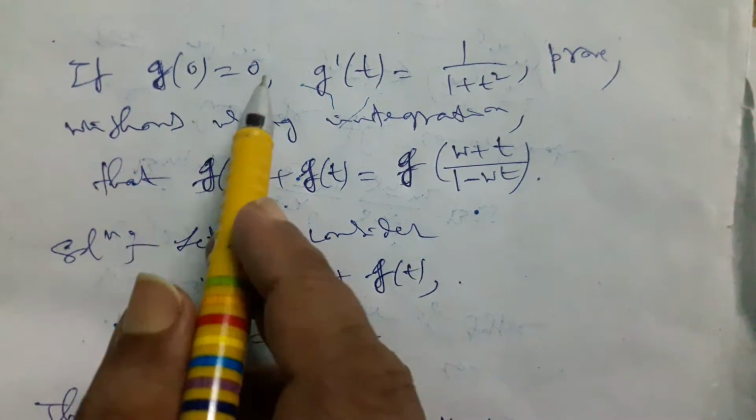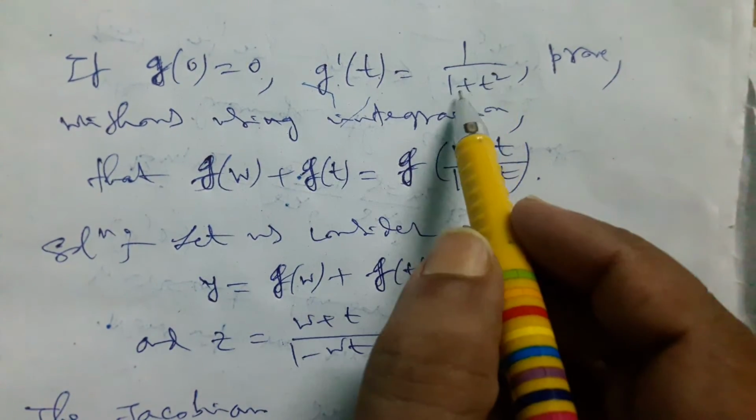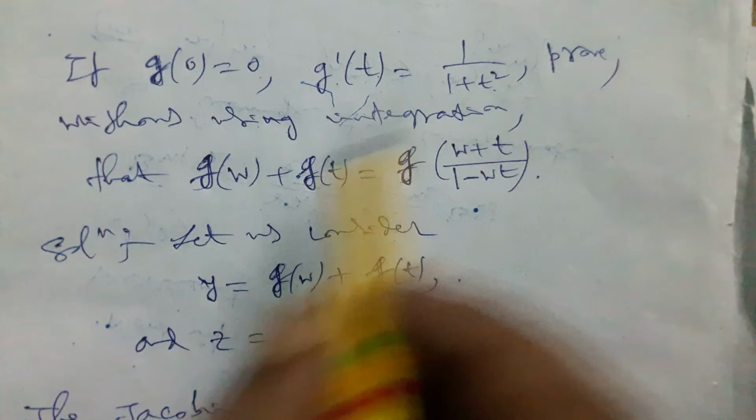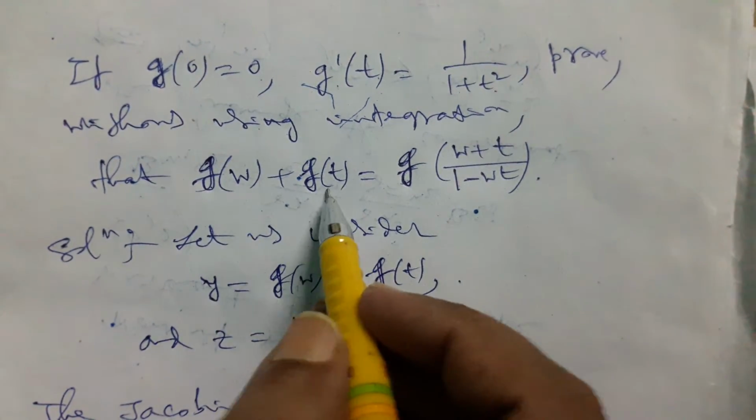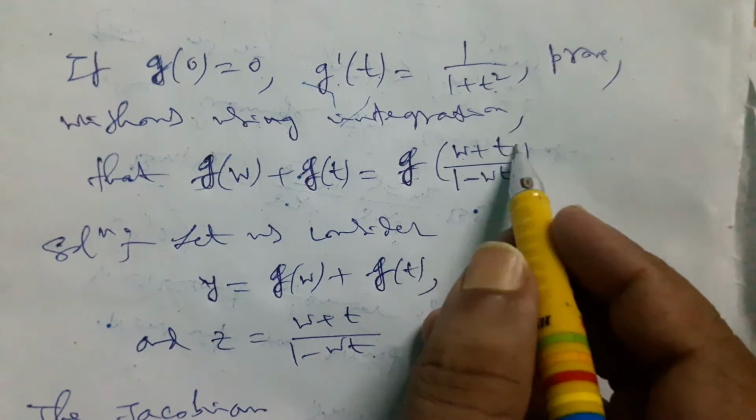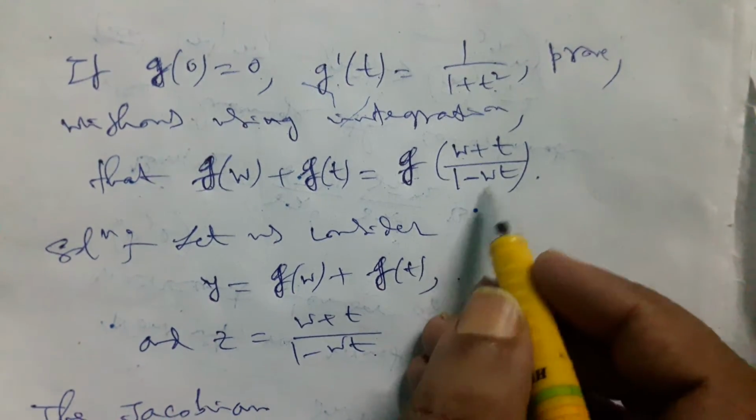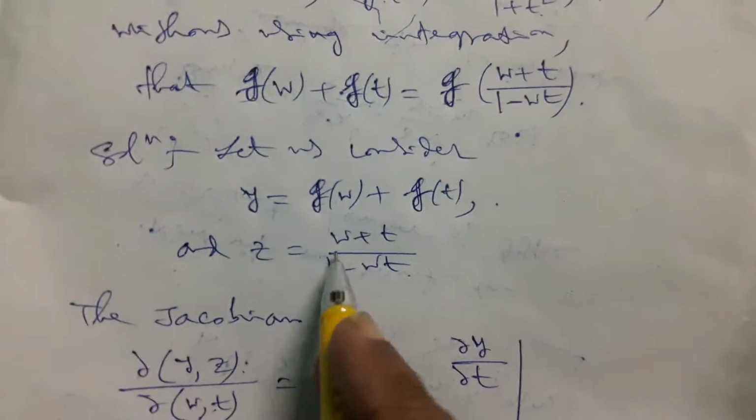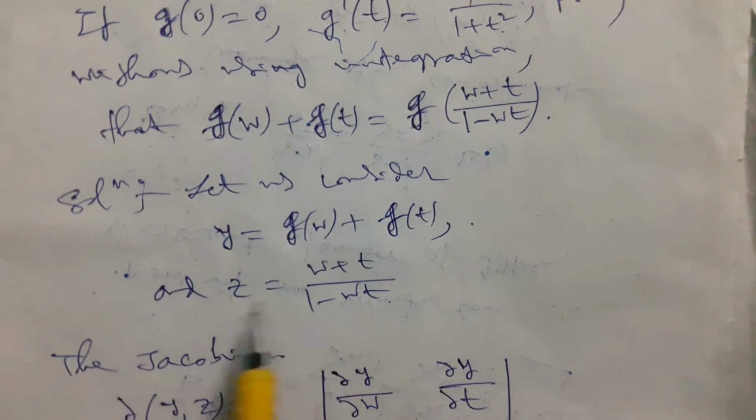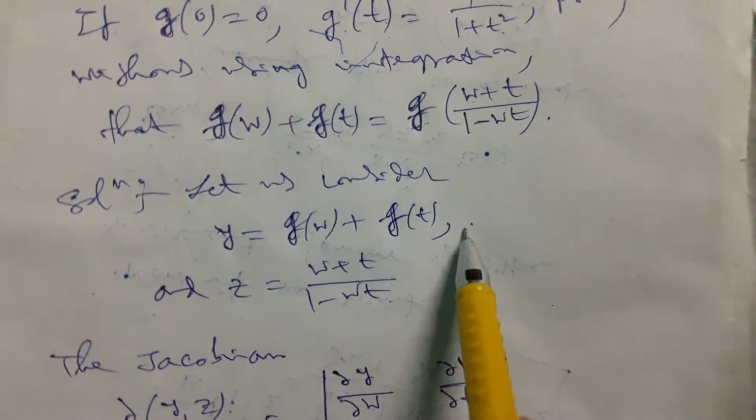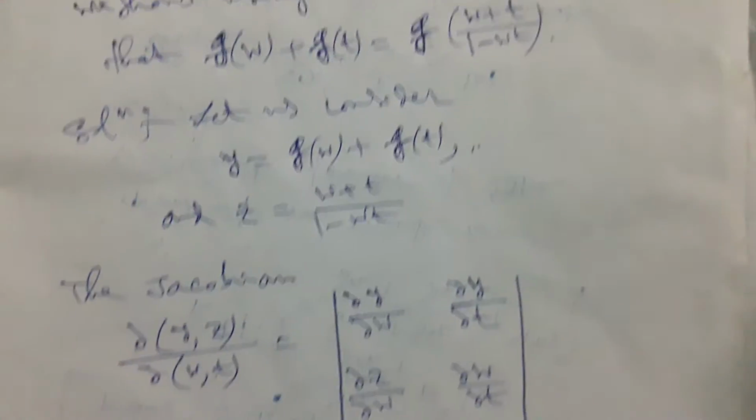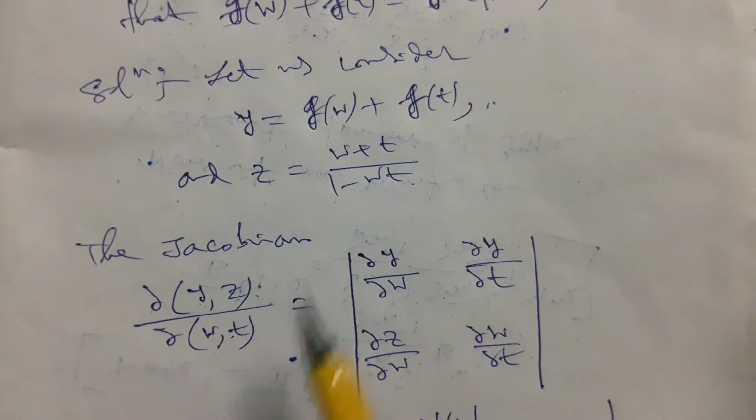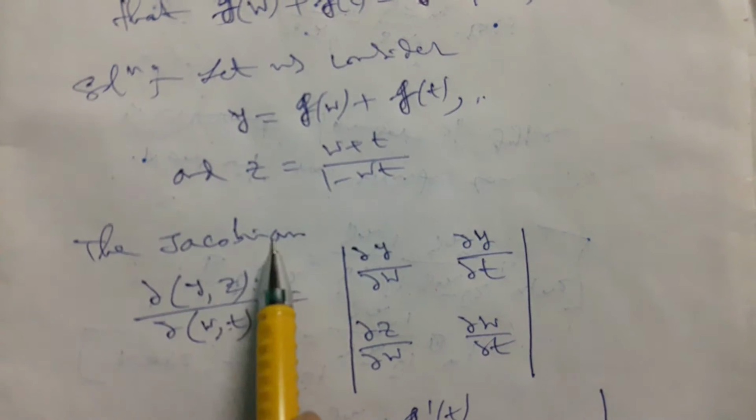If g(0) is equal to 0 and g'(t) equals 1 by 1 plus t square, then prove without using integration that g(w) plus g(t) is given by g of (w plus t) by (1 minus wt). We have to prove this. Now to prove this, let us consider y equal to g(w) plus g(t) and z equal to (w plus t) by (1 minus wt). Let us take this, and then we calculate the Jacobian.